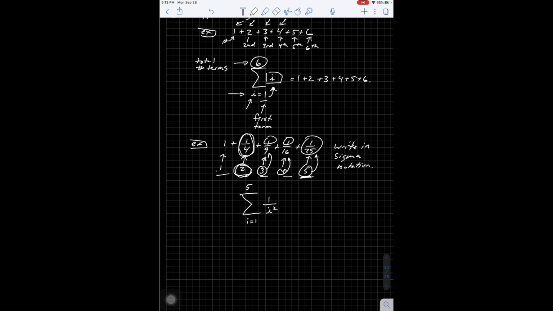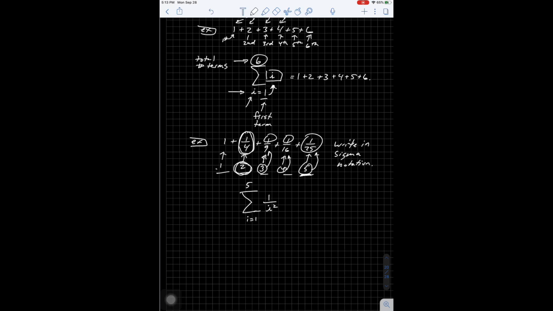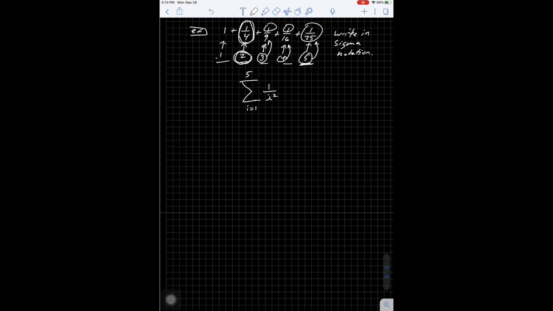Okay, and that's in sigma notation. All right. Now, you can also have something that's already in sigma notation, and I can ask you to calculate it. So I can say, calculate this sum: i equals 1 to 5 of 3 to the i.